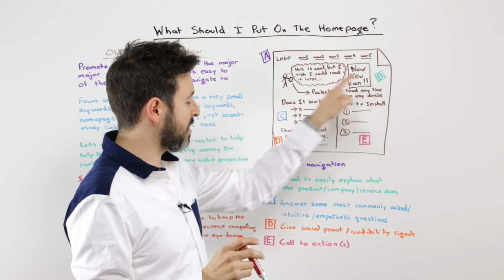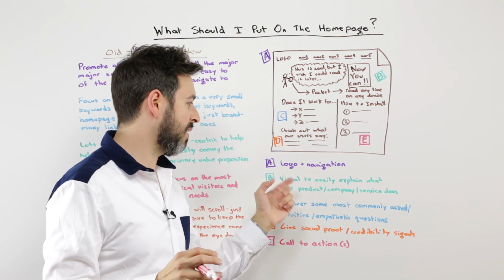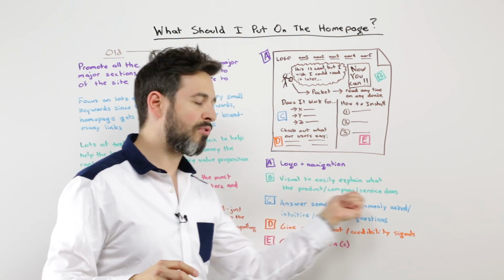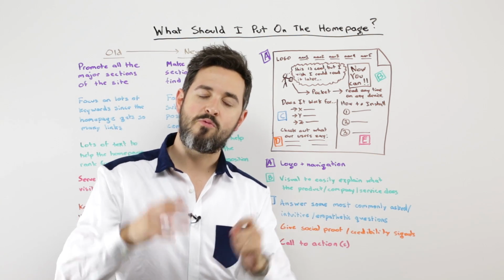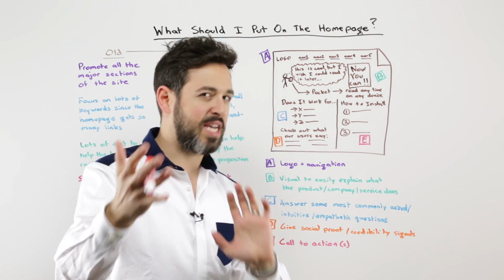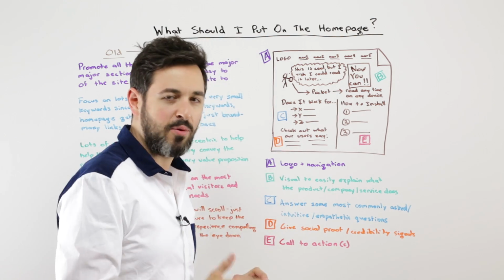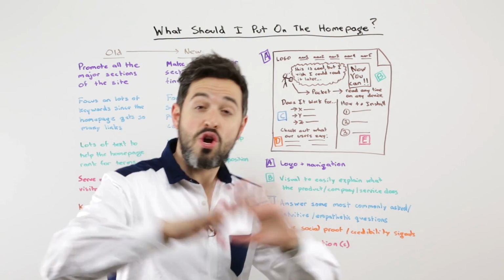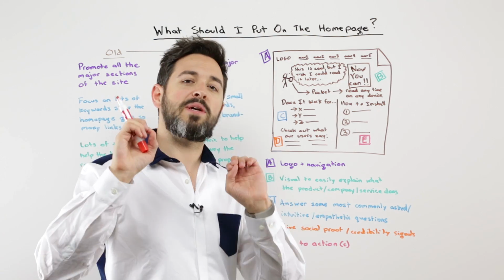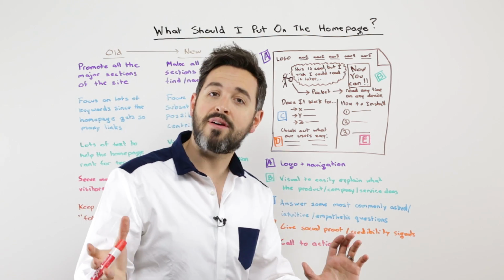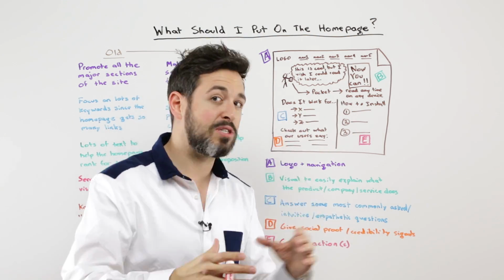So that's B, visually explain. Make it visual to easily explain what the product, company, or service does. I would urge you to test a visual. Show it to a bunch of people who have no idea what you do, and if they grasp it, great. And if you offer lots of products, make sure to convey the value proposition of what you do, right?